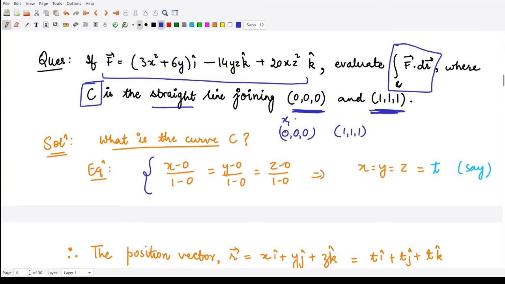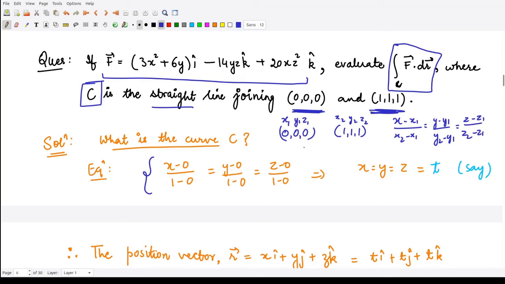Suppose this is x1, y1, z1, and for point 2 this is x2, y2 and z2. So the general equation of a straight line is (x minus x1) upon (x2 minus x1) equal to (y minus y1) upon (y2 minus y1) equal to (z minus z1) upon (z2 minus z1). So this is the equation of the straight line.